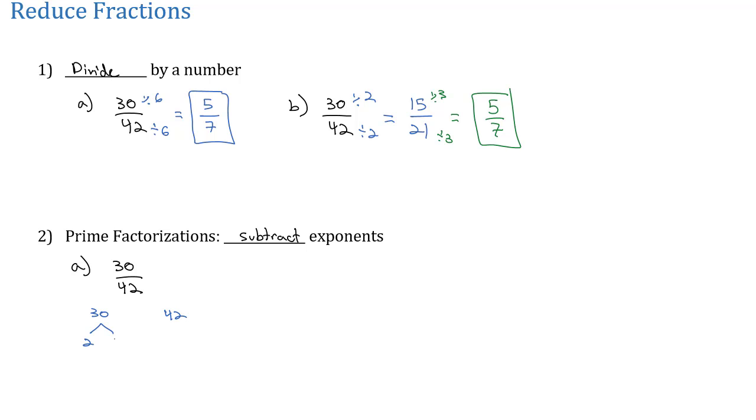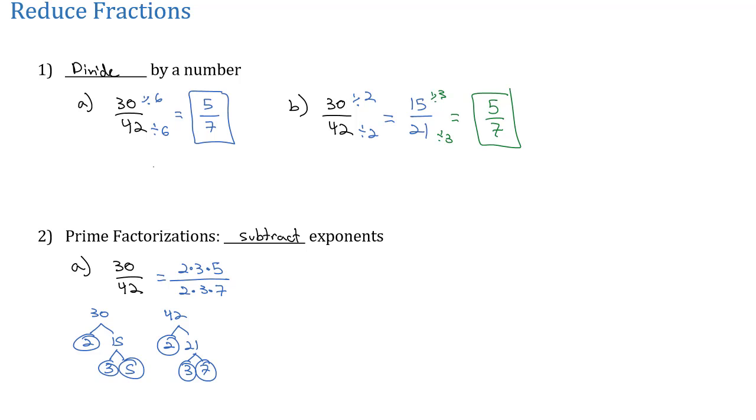30 is divisible by 2, 15 times. 15 is divisible by 3, 5 times. And so the prime factorization of 30 is 2 times 3 times 5. Over the prime factorization of 42, 42 is divisible by 2, 21 times, which is divisible by 3, 7 times. All of those are prime, so 42 is 2 times 3 times 7.